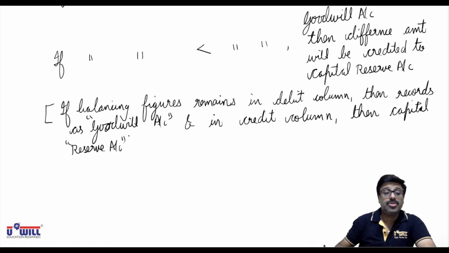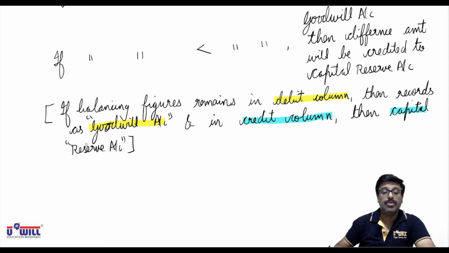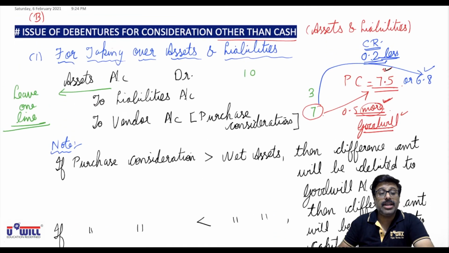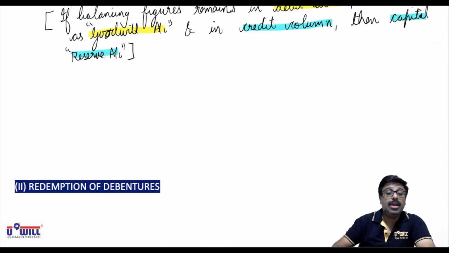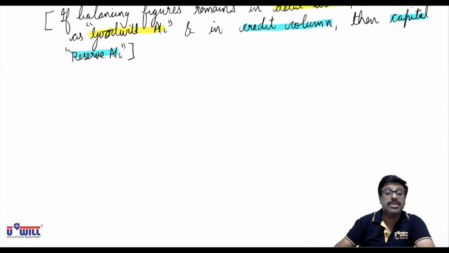Okay, so this trick you will remember. If the balancing figure remains in the debit column, then you take it as goodwill account. If it remains in the credit column, then you take it as capital reserve account. So the first entry is completely done for taking over assets and liabilities. Now we understand the entries to be passed for issue of debentures.